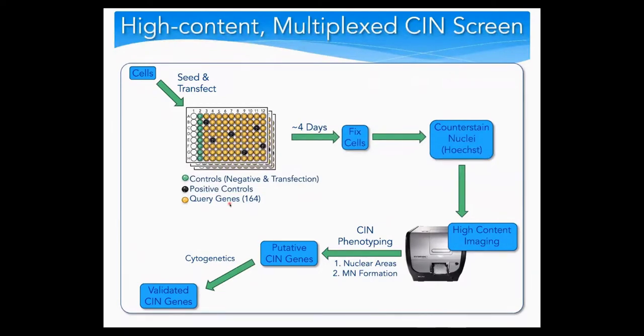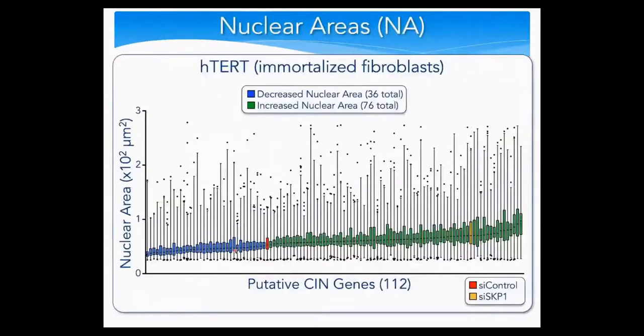So those genes are silenced within those karyotypically stable cells for about 4 days, upon which they're fixed. They're counterstained and subjected to the high content imaging, where we do the CIN phenotype and do the quantitative analysis for the nuclear areas and micronucleus formation. That allows us to prioritize those particular genes and do subsequent time-consuming cytogenetic analysis to really validate those CIN genes.